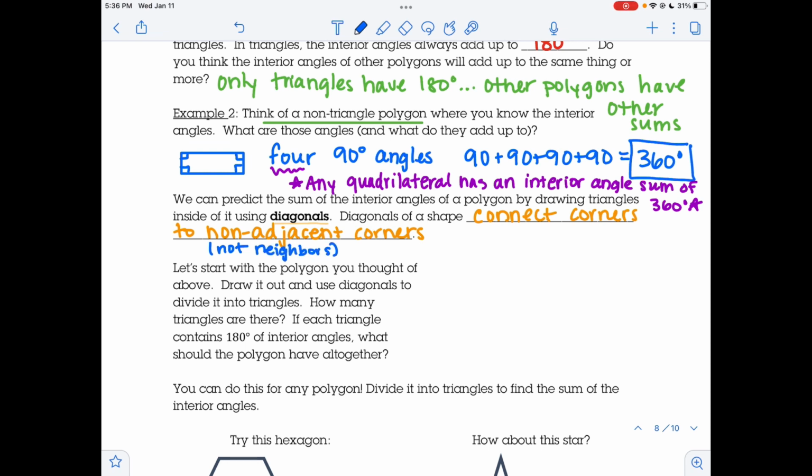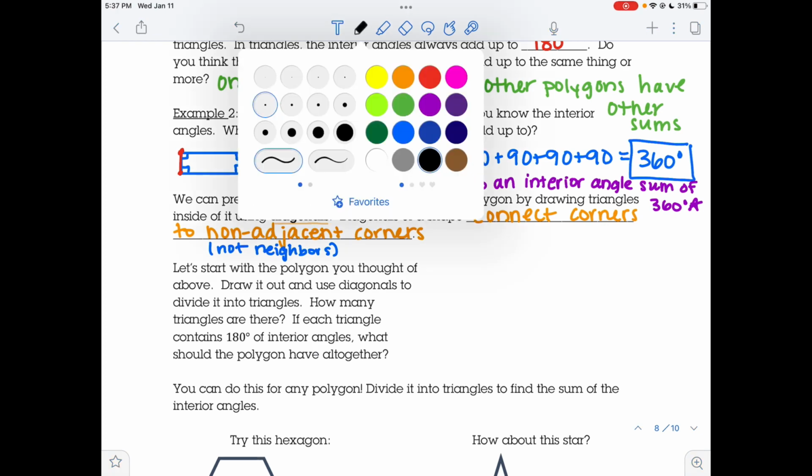Because what happens if you go from one corner to its neighbor? You've just drawn a side. You've just traced the side of the shape, and that's not what we want. We want diagonals that actually go across the shape. So here's what we're going to do. We're going to start with the polygon you thought of above. We're going to go with the rectangle here.